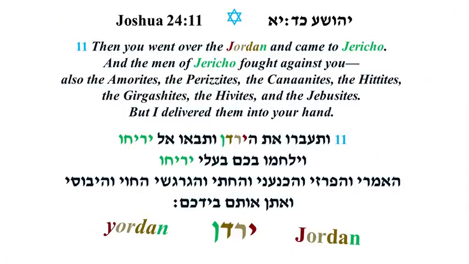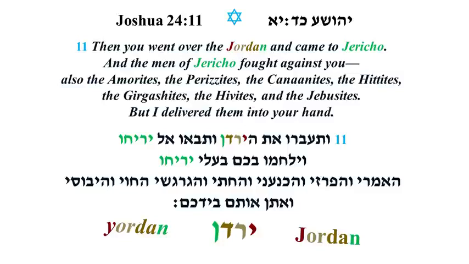Joshua 24:11. Then you went over the Jordan and came to Jericho, and the men of Jericho fought against you. Also the Amorites, Perizzites, Canaanites, Hittites, Girgashites, Hivites, and Jebusites. But I delivered them into your hand. And they went across the Jordan. The word Jordan, the river that separates Israel from the country of Jordan, is Jordan.